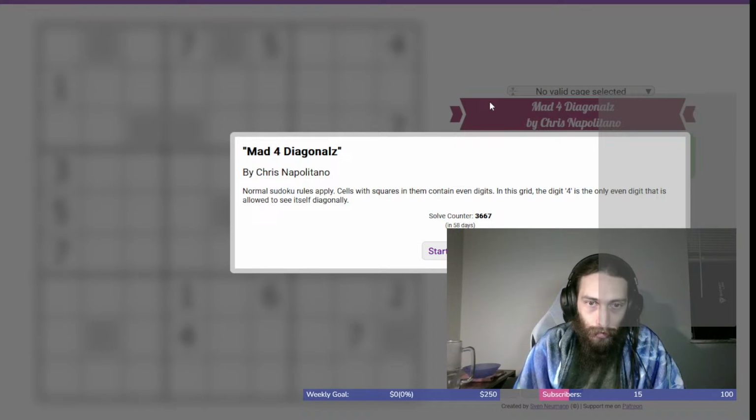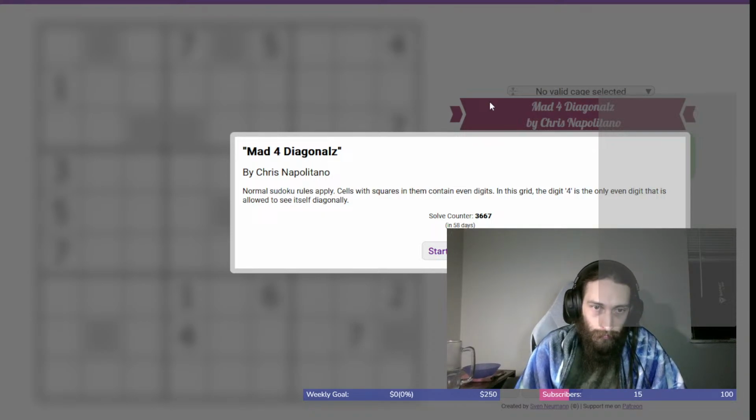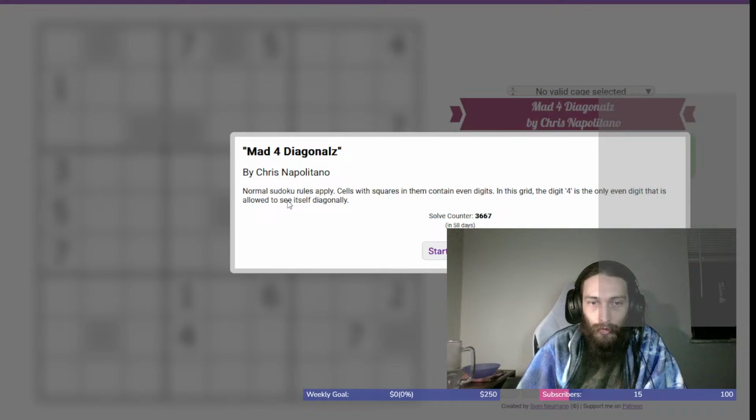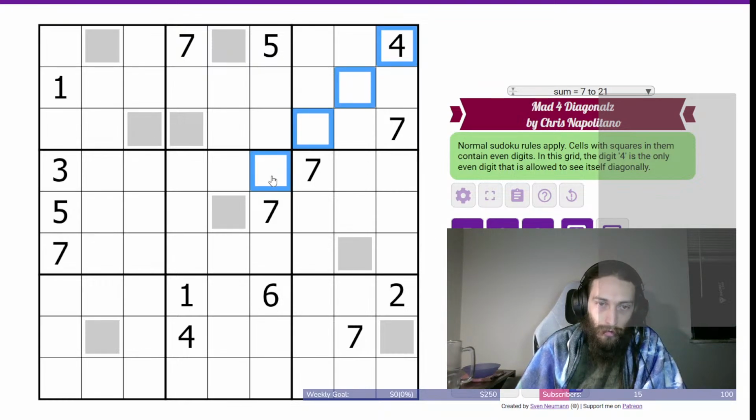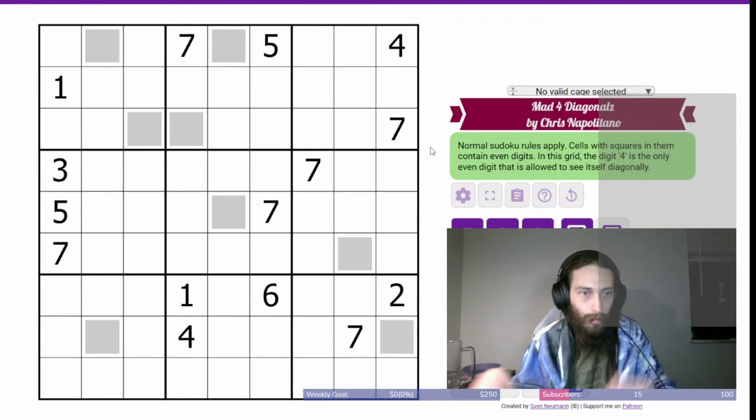Normal Sudoku rules apply. Cells with squares in them contain even digits. In this grid, the digit 4 is the only even digit that is allowed to see itself diagonally. Well, okay. What does allowed to see itself diagonally mean? Because does this 4 see the entire diagonal? Well, I guess we'll figure it out.